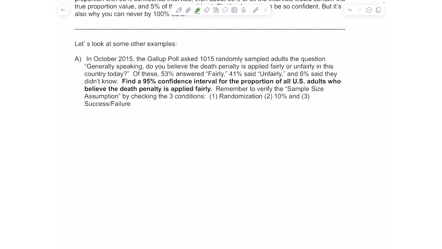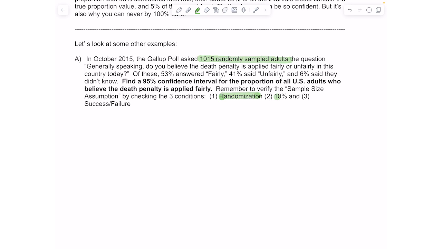Okay, so let's check those before we do the confidence interval. So first of all, it says they asked 1,015 randomly sampled adults. So that takes care of randomization. We know that for 10%, our sample size can't be more than 10% of the population. So obviously, 1,015 randomly sampled adults is not greater than 10% of all adults.